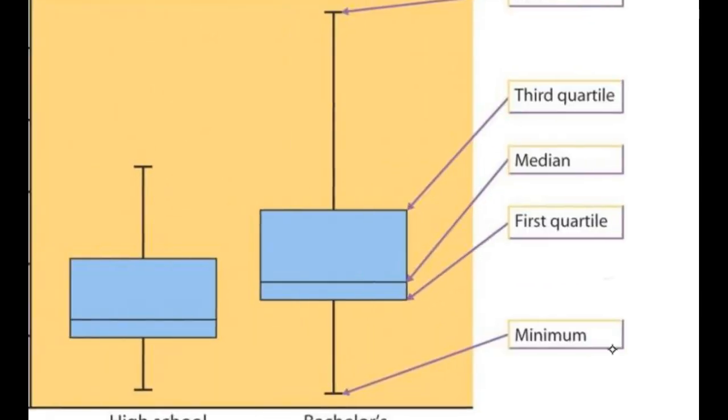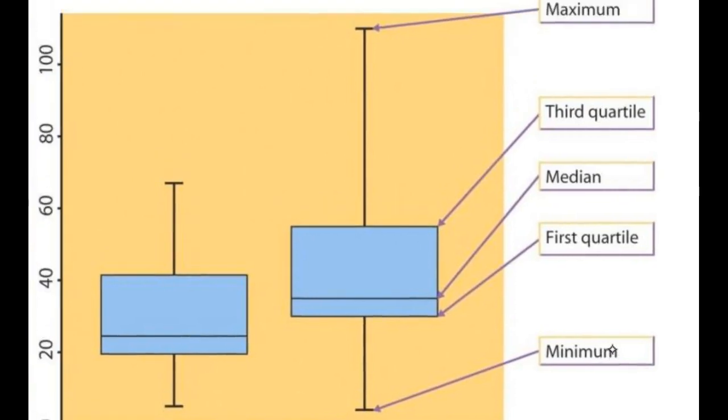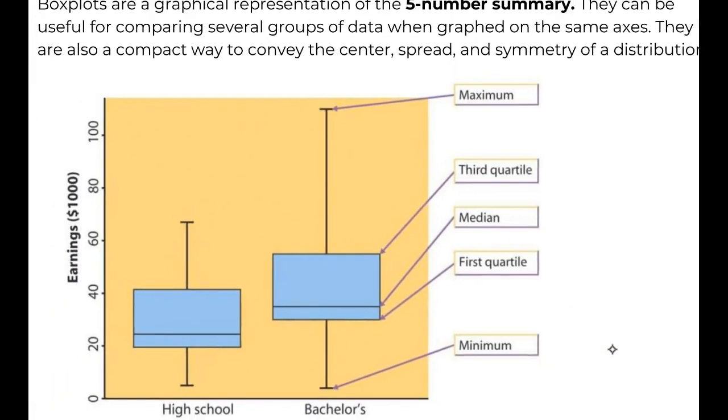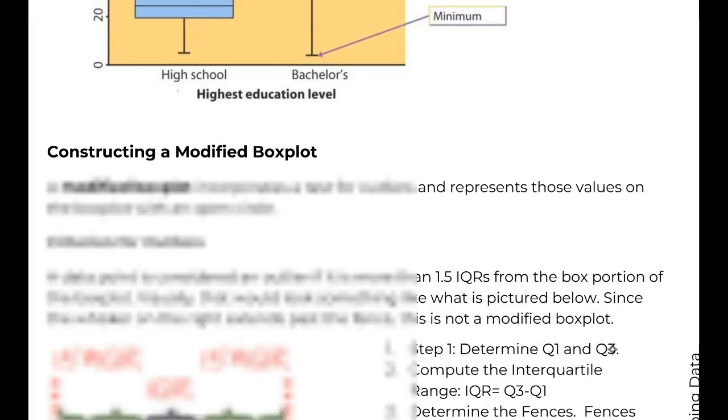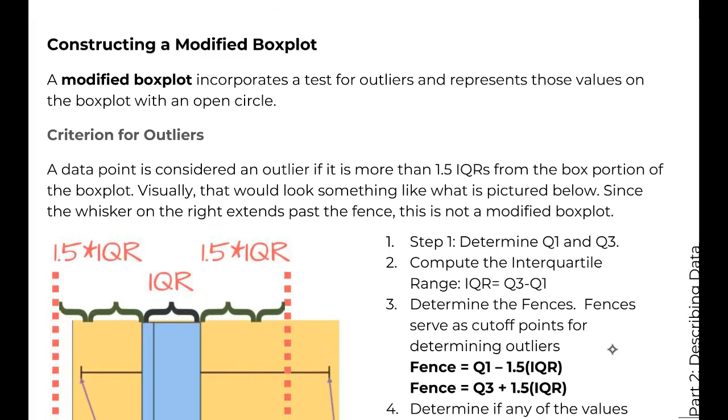So the thing I'm going to have you do on a test, and this is the first warm and fuzzy question you guys are going to get all semester, is that you're going to construct a modified box plot. So first thing I need to do is define what a modified box plot means. A modified box plot is going to actually test for and mark outliers.